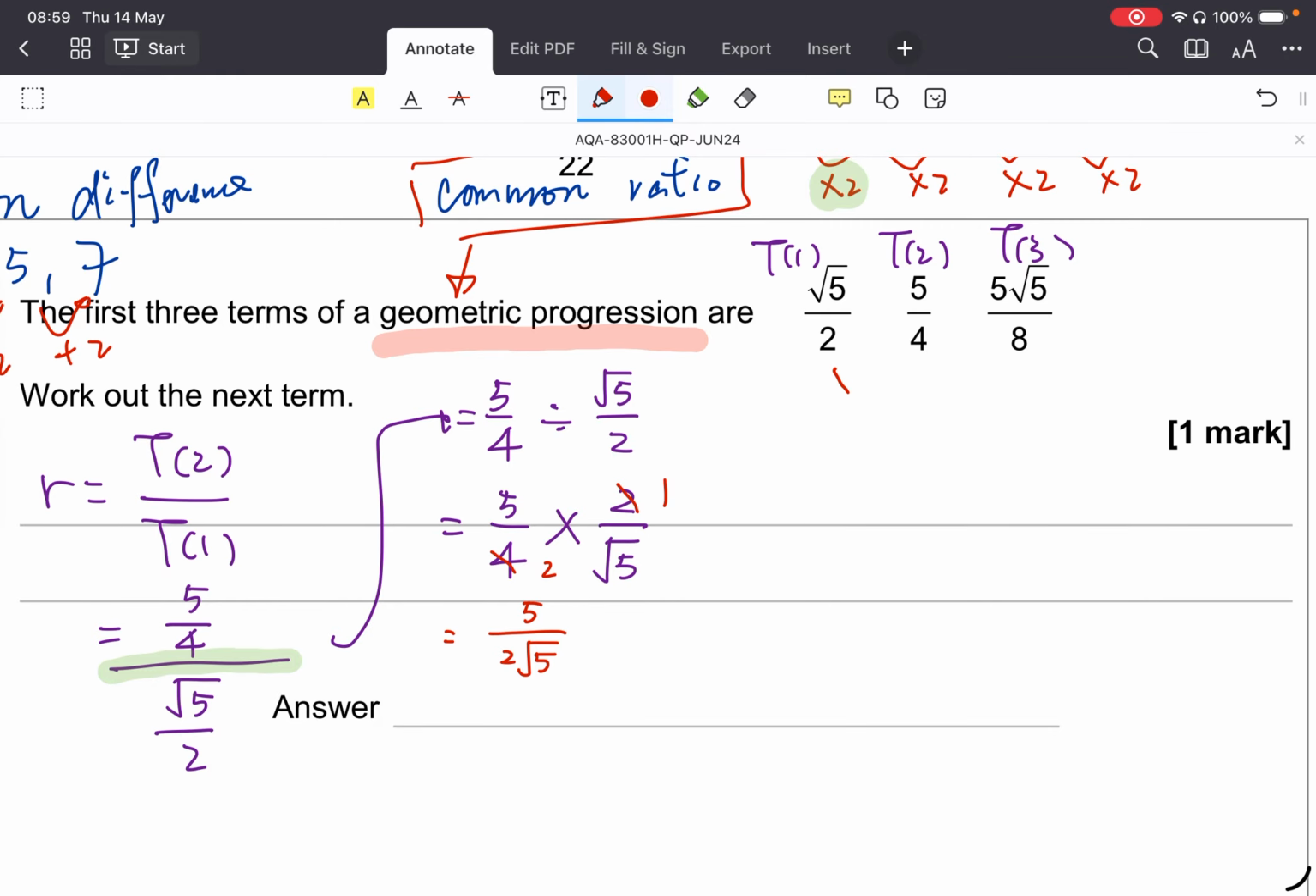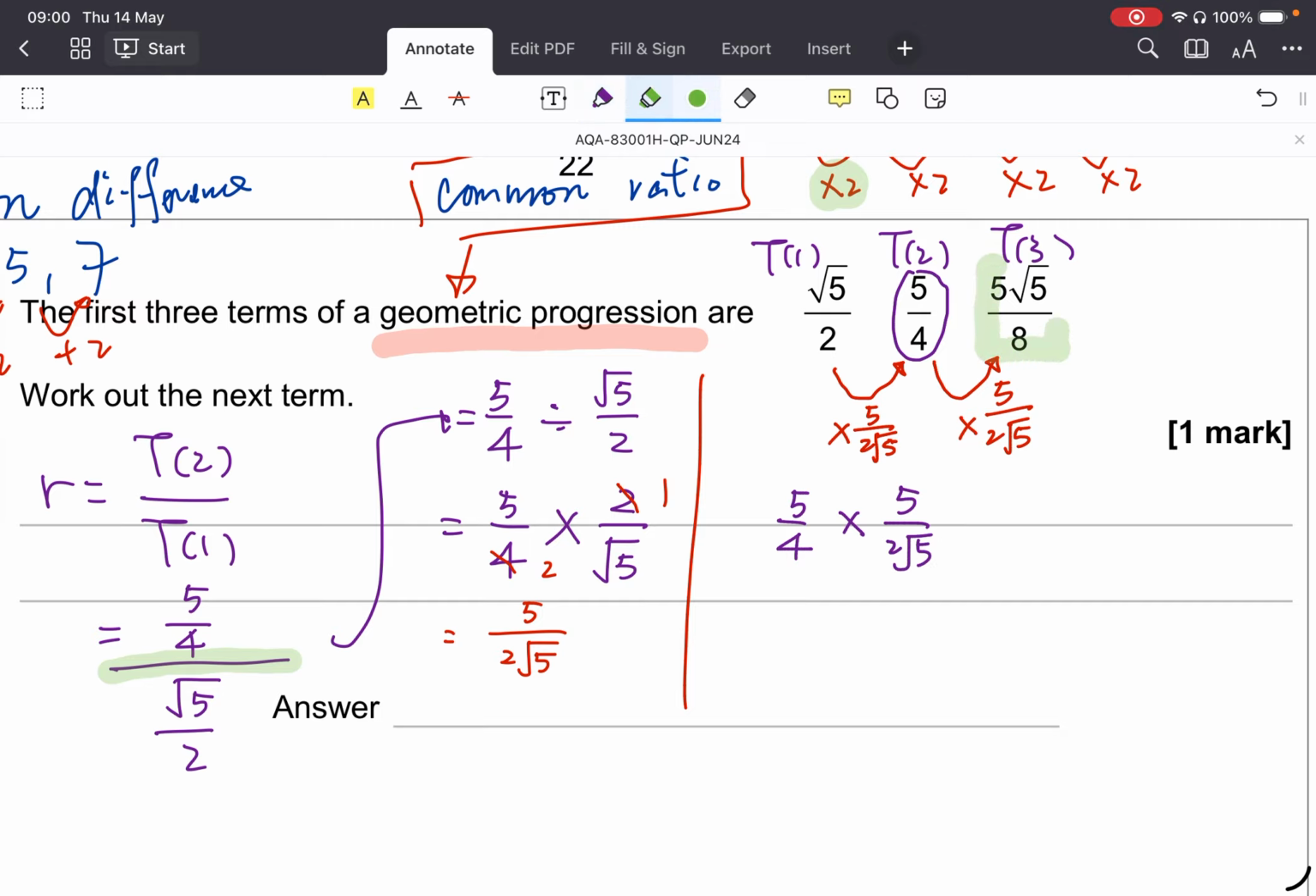That means from term 1 to term 2, it is going to times 5 over 2 square root 5. From term 2 to term 3, we are doing the same, 5 over 2 square root 5. So we can check if our common ratio is correct. We try to use the 5 over 4 times 5 over 2 root 5. Let's see, can we get the T3?